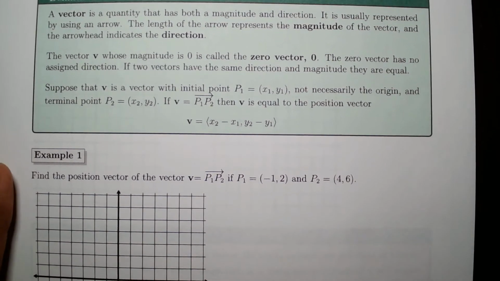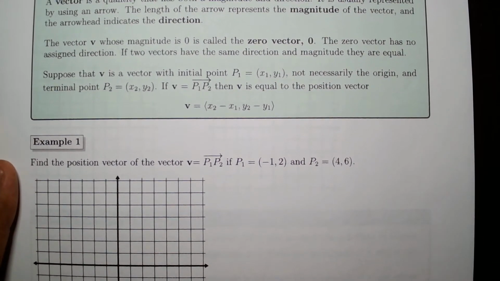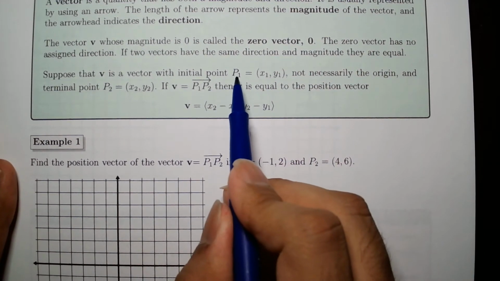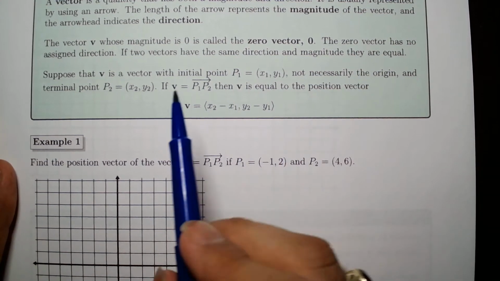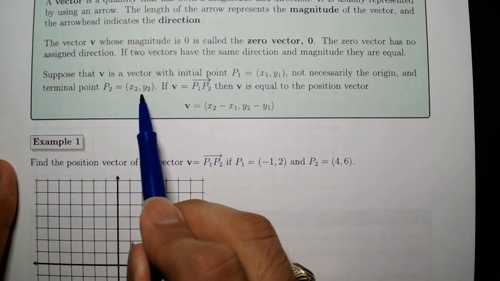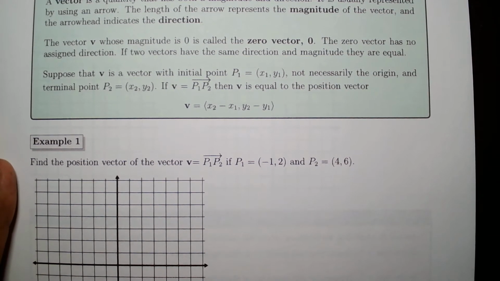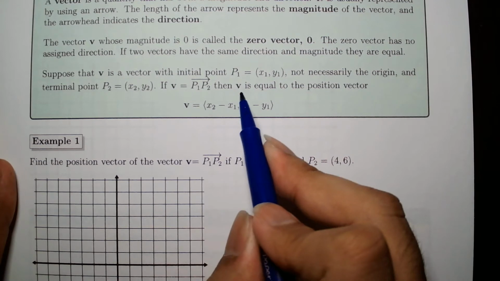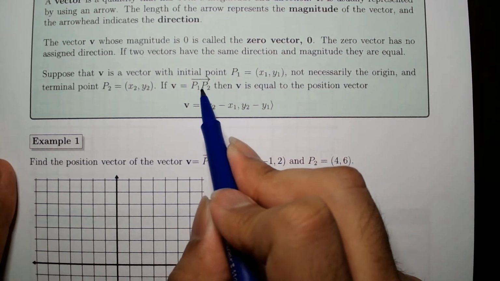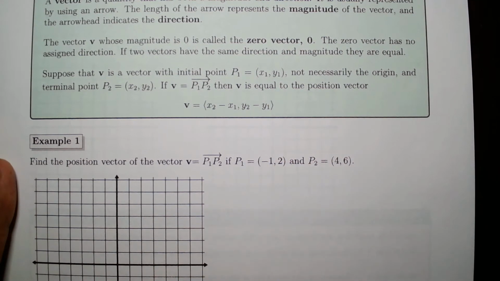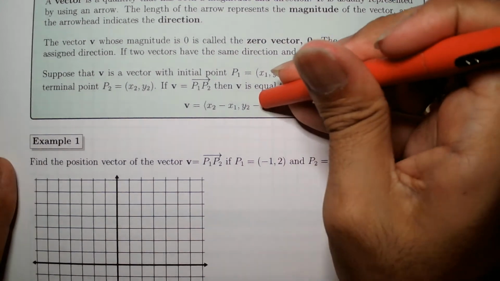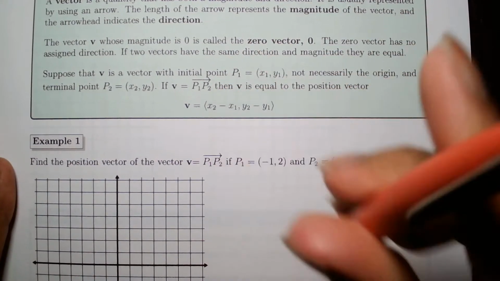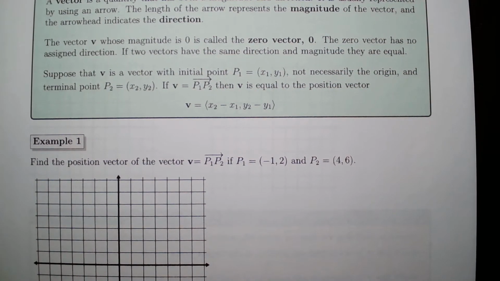So how do we find a position vector? We're going to find a vector that passes through the point x1 comma y1 and the point x2 comma y2. All we do is find the difference: x2 minus x1 comma y2 minus y1. In this case we use this notation, which looks like diamonds. That's to denote vectors.